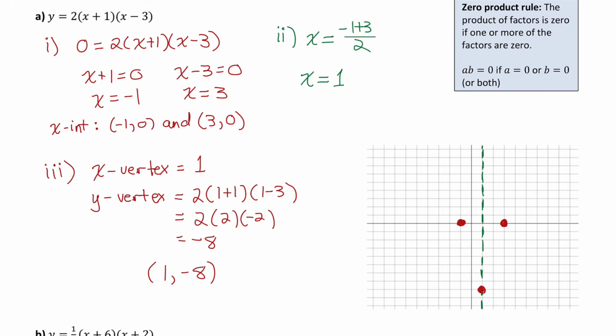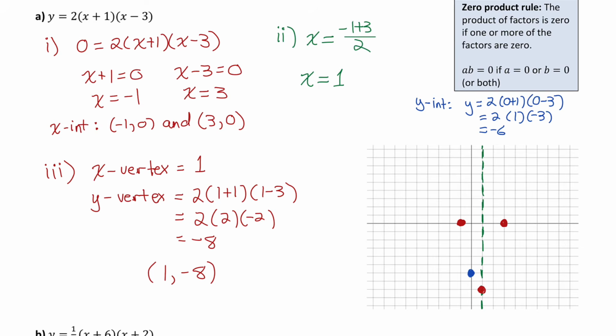And now to graph the quadratic, I could now just connect those points, and there's my quadratic. But to be a little bit more accurate, I think it would be good if we found the y-intercept as well. Where does it cross the y-axis? Well, wherever it crosses the y-axis, its x-coordinate would be 0. So I can just sub 0 in for these x's and get the y-intercept. Subbing in 0 for x, I have 2 times 0 plus 1 times 0 minus 3, which is 2 times 1 times negative 3, which is negative 6, which means the y-intercept is at negative 6.